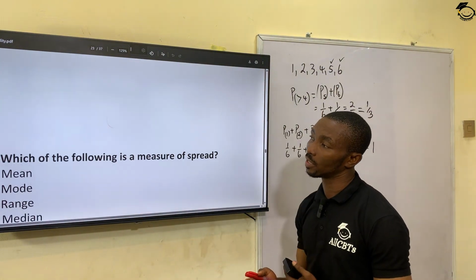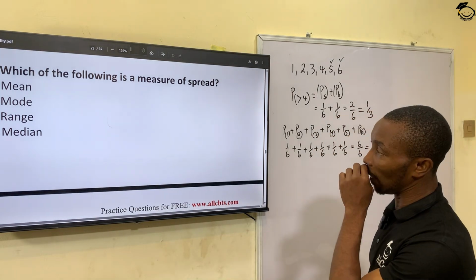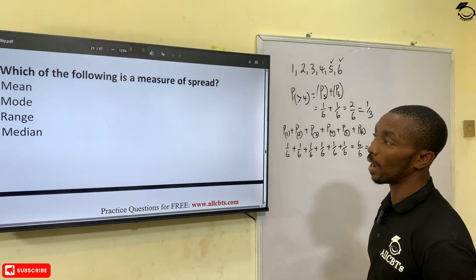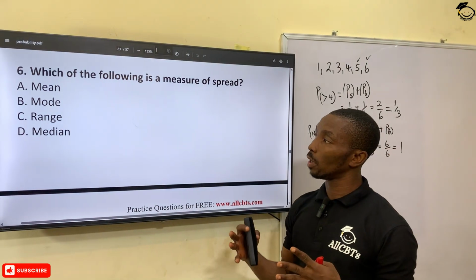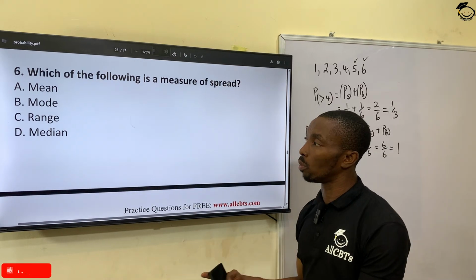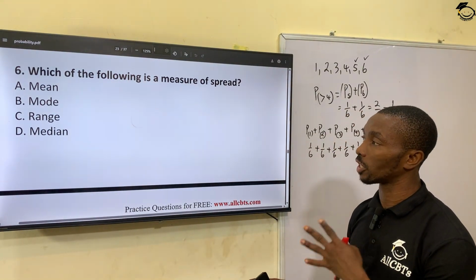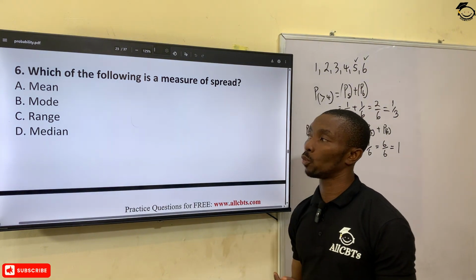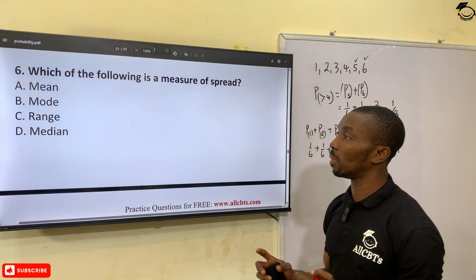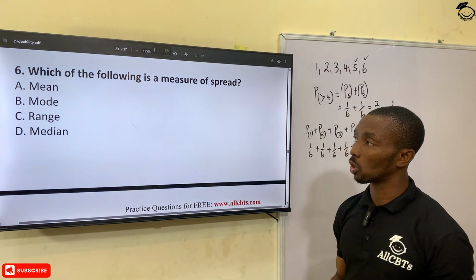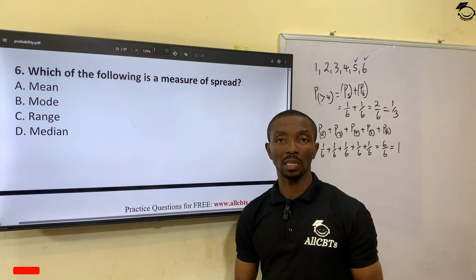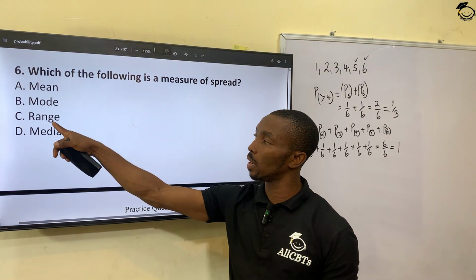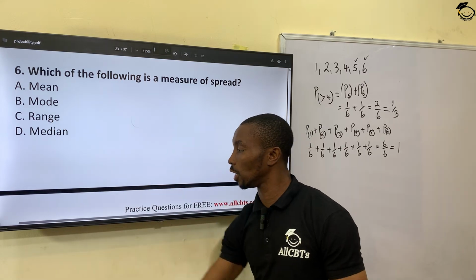Our next question says, which of the following is a measure of spread? Now, when we talk about measure of spread, we have 3 major ways of determining our spread. We have our variance, we have our standard deviation, and we have our range. When we talk of measures of central tendency, we talk of mean, median, and mode. So our measure of spread would be the odd one, which is range.